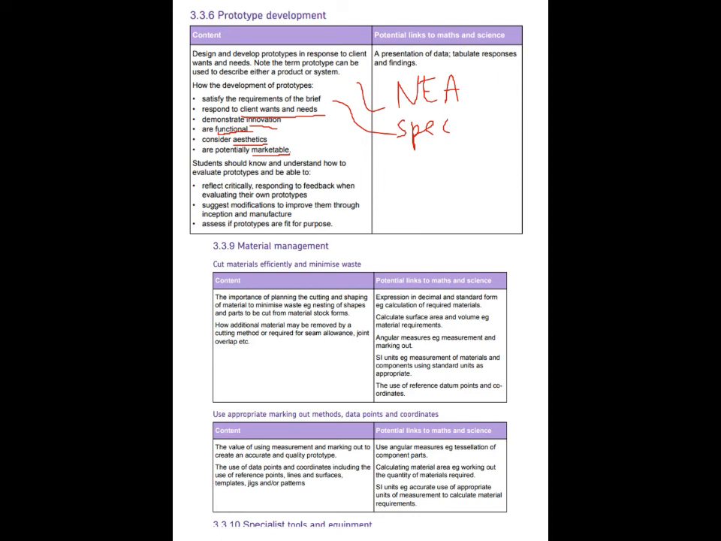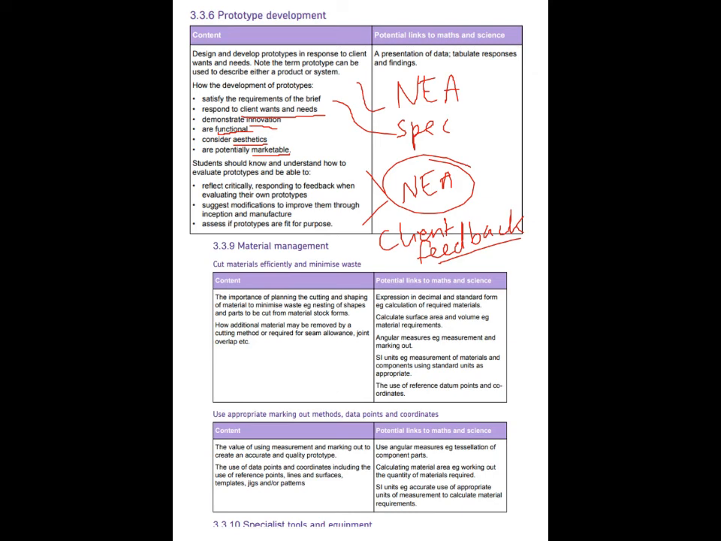All of this, how to evaluate prototypes, this is all NEA all day long when you've got your design ideas and you've got some client feedback. This is all about that, and you should be able to quite confidently write about that, even maybe giving some examples from your NEA this year.